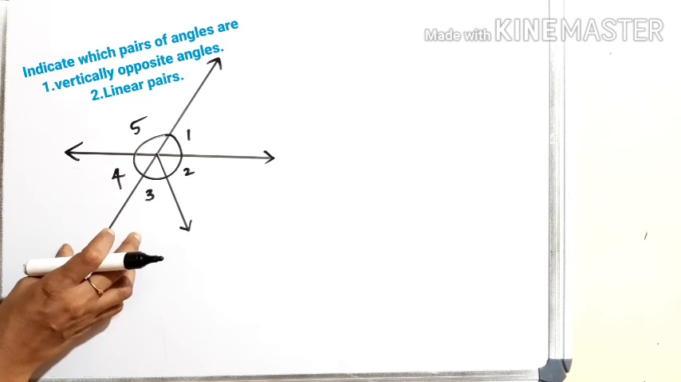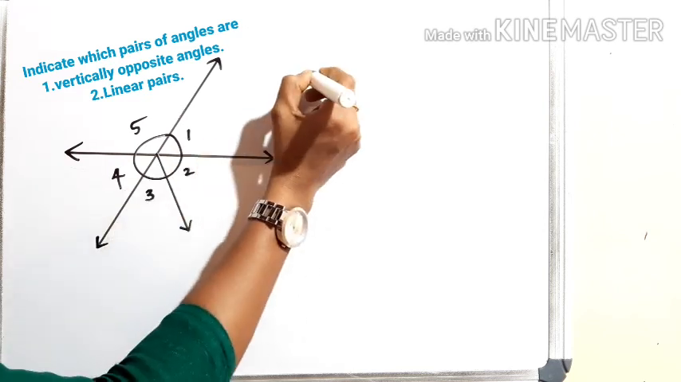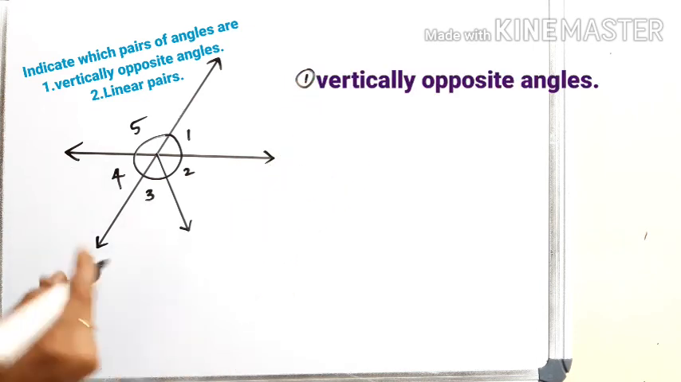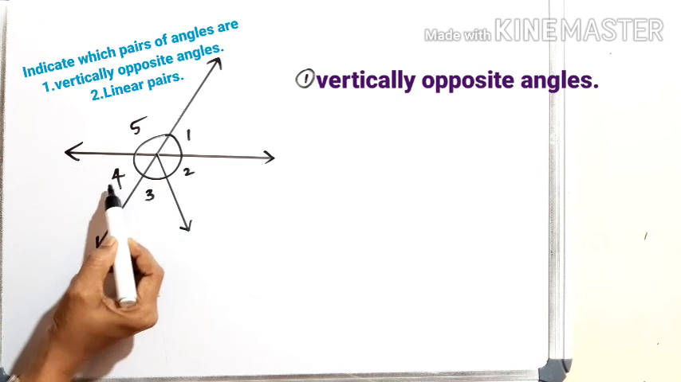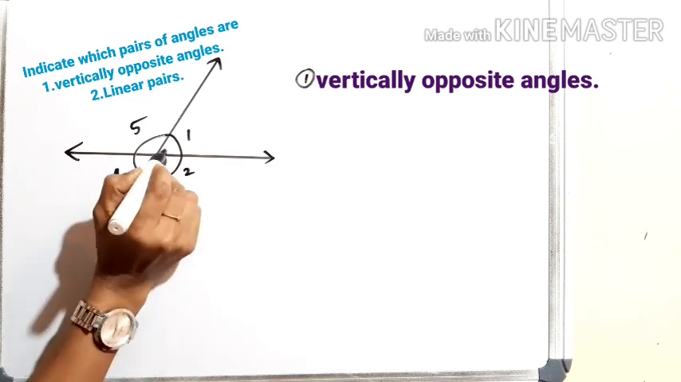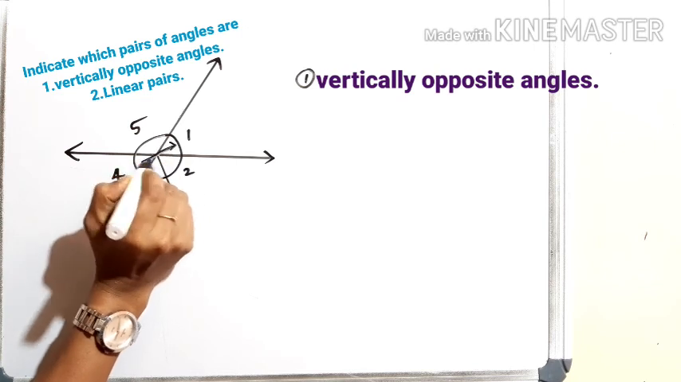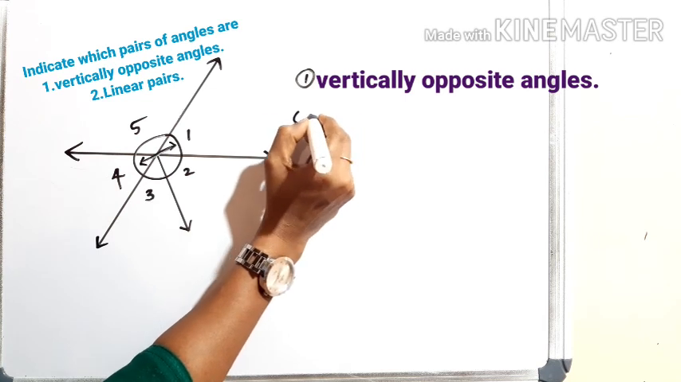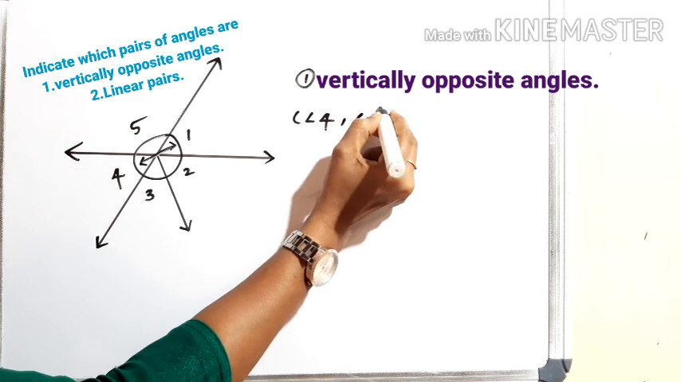Indicate which pairs of angles are vertically opposite angles, linear pairs. From this adjoining figure, we have to find vertically opposite angles and linear pairs. Listen, first we have to find vertically opposite angles. Here, angle 4 and angle 1 are vertically opposite angles, right? These two angles are vertically opposite. So, first vertically opposite angles, angle 4, angle 1.